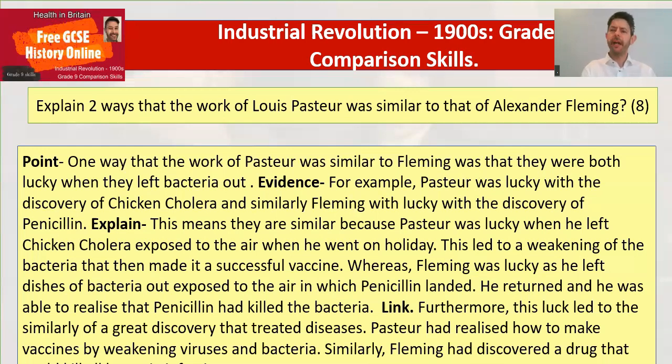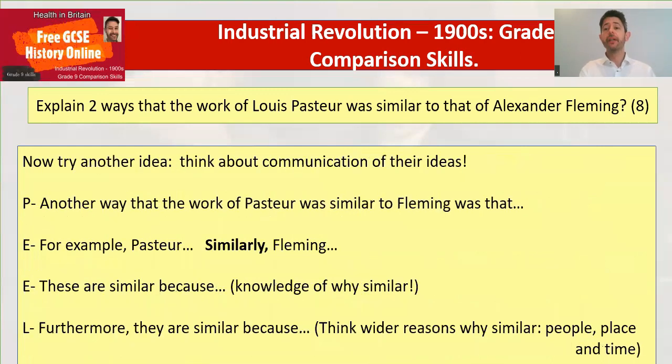So hopefully that wasn't too bad. It's a bit difficult to think about the link, but the point, evidence, explain. And if you can do that twice, you'll get 6 marks. So that's going to get you towards a grade 7 or 8 if you consistently do that. So now see if you can give a go with the second paragraph. So over to you. Have a think about one of those other ideas.